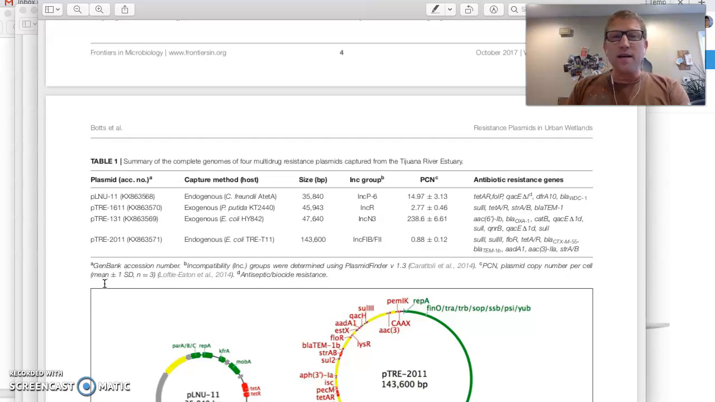And they tell you that the data are represented as mean plus or minus 1 standard deviation from the mean. That's a measure of the variability. N equals 3 means there were 3 replicates.